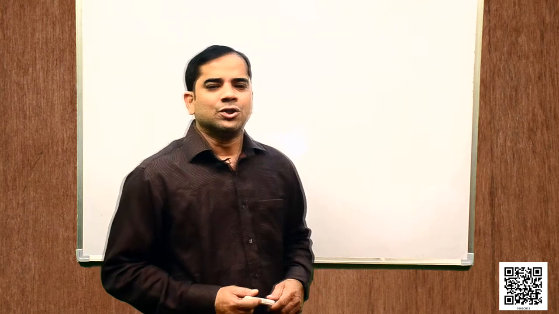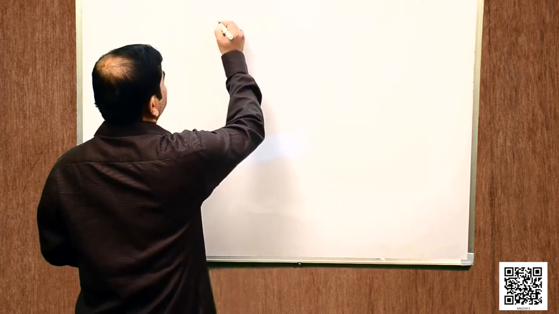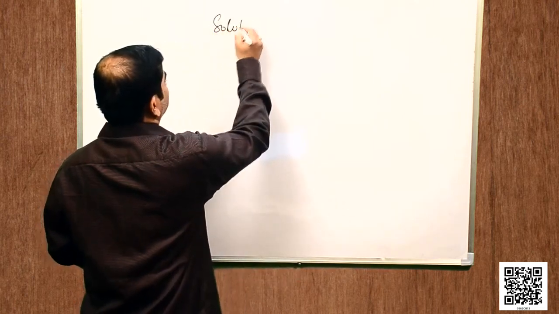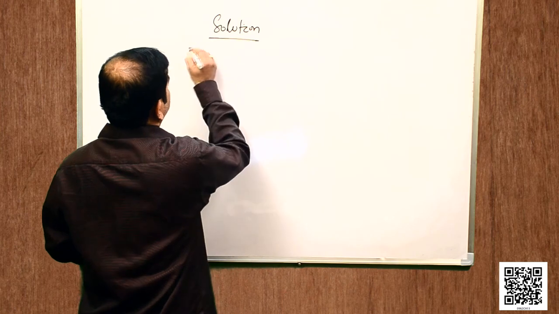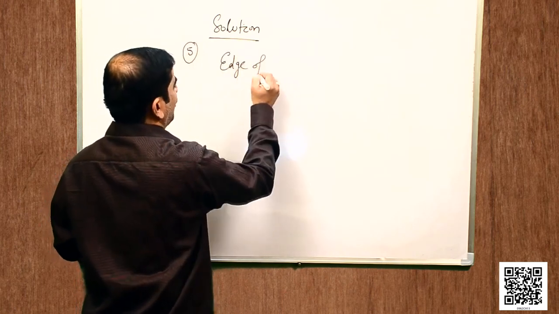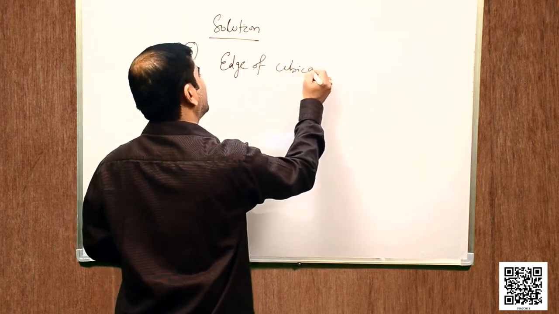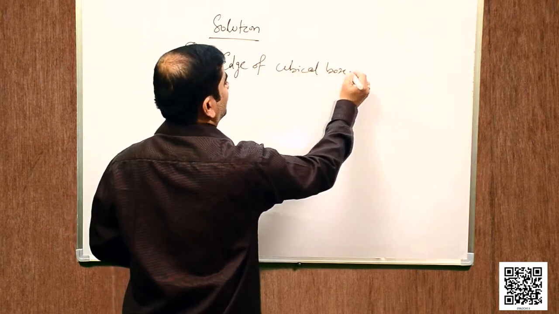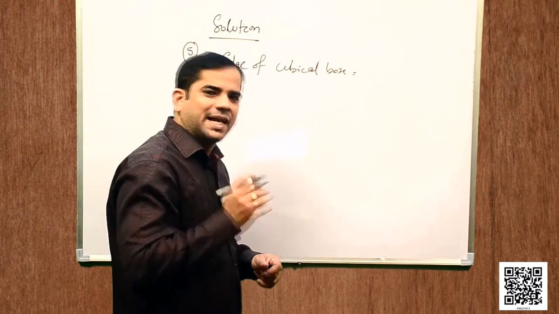So students, given the edge of the cubical box, edge of cubical box is equal to 10 centimeter.